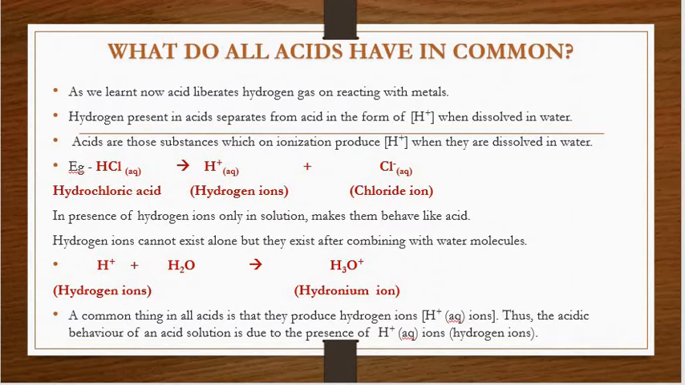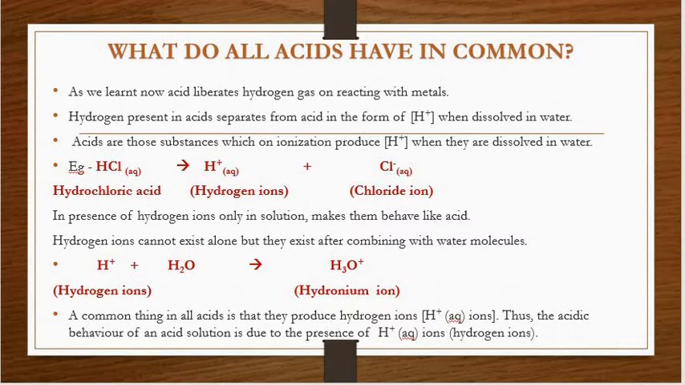All acids contain hydrogen. For example, HCl, H2SO4, CH3COOH, H2CO3. All these acids contain hydrogen atoms, some of them one hydrogen atom, some of them more than one. The hydrogen present in acids is such that when an acid is dissolved in water, it produces hydrogen in the form of hydrogen ions in the solution. Because of the presence of hydrogen ions, we call the solution acidic.